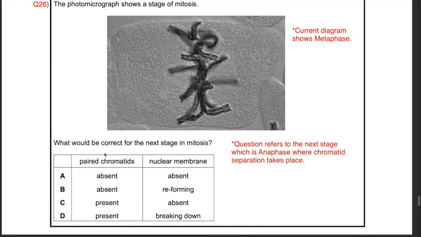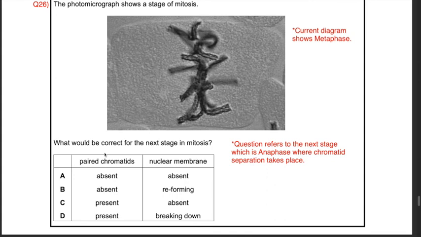And what happens in anaphase? In anaphase, chromatid separation occurs. Therefore, would paired chromatids be present? The answer is no. There will be no paired chromatids at all, because in anaphase, which is the next stage from the given current stage, the paired chromatids would split, because anaphase basically means chromatid separation occurring.